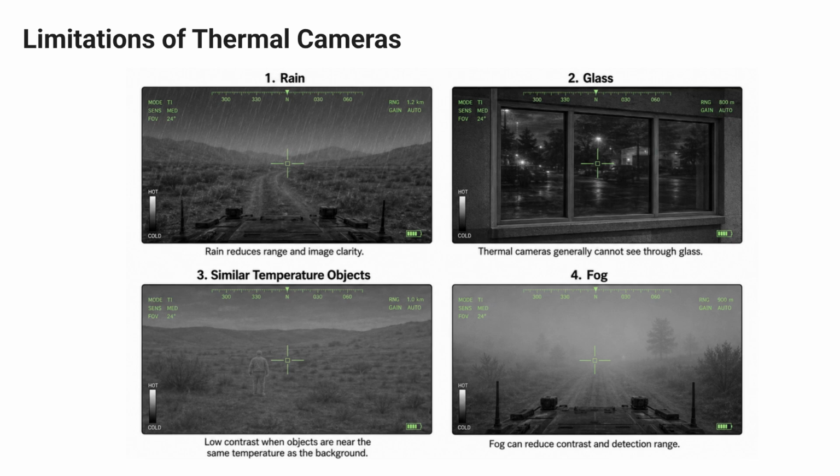The third example shows objects at similar temperatures. When a person, vehicle, or obstacle is close to the temperature of the background, thermal contrast becomes low and the target may blend into the scene. The final example shows fog. Although thermal cameras may perform better than visible cameras in some conditions, dense fog can still reduce contrast and range. So thermal cameras are powerful, but they should be combined with RGB or low-light cameras for reliable all-condition unmanned ground vehicle operation.